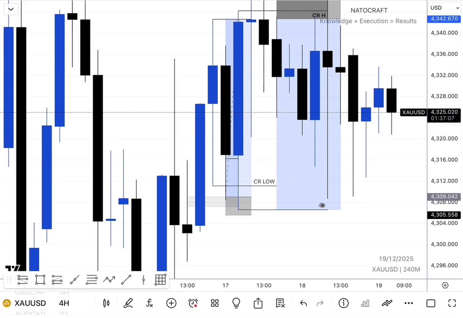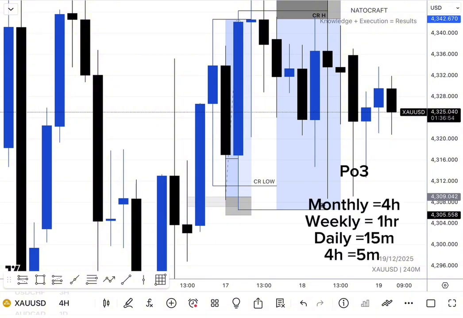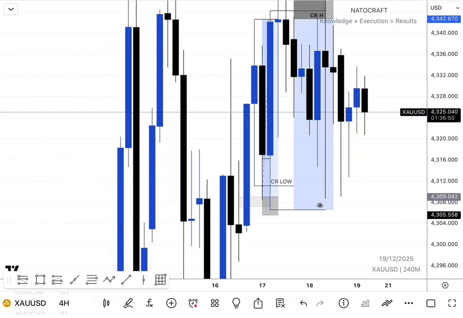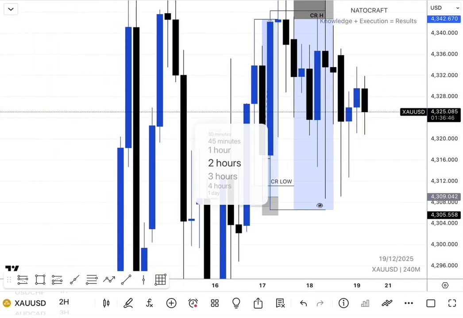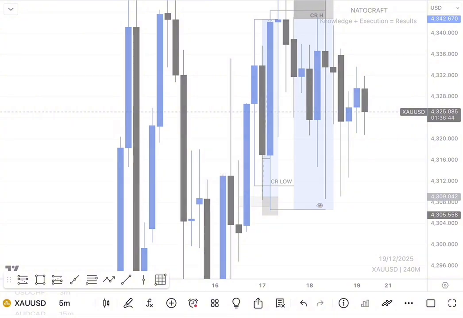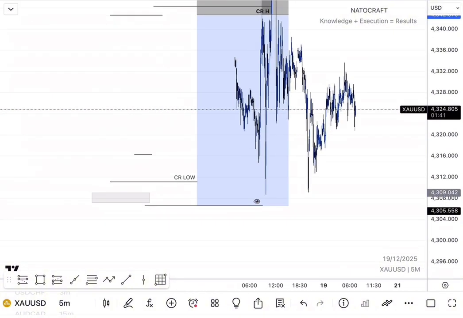So I went down to the 5 minutes. If you know candle range, you know we have power of 3. So when you're trading a 4-hour candle, you go on the 5 minutes. So I went to the 5 minutes and looked for a POI, and that POI is an SMC order block on the 5 minutes, as you can see.